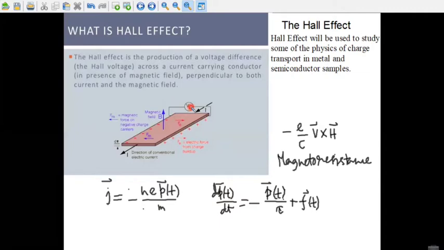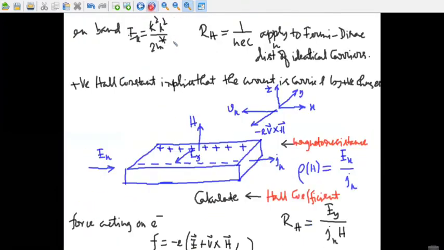Hall's experiment: an electric field Ex is applied to the wire extending in the x direction and the current density Jx flows in the wire. In addition, the magnetic field, let me discuss this. Okay, look at this. An electric field Ex is applied to a wire extending in the x direction and the current density Jx flows in the wire. In addition, a magnetic field H points up in the positive z direction.